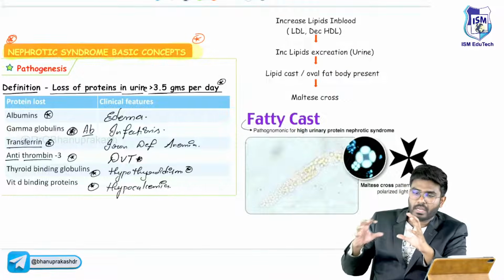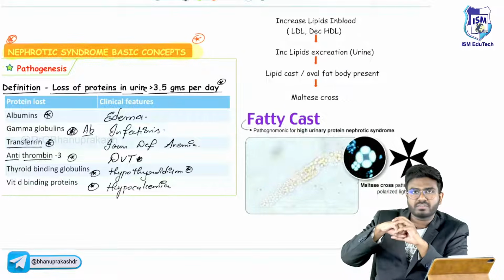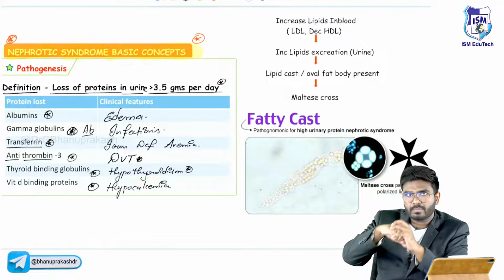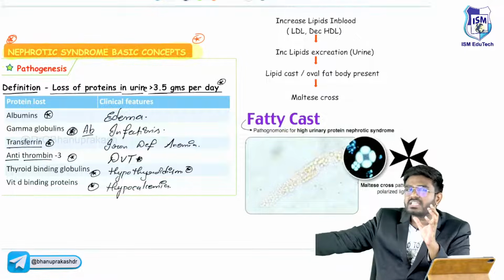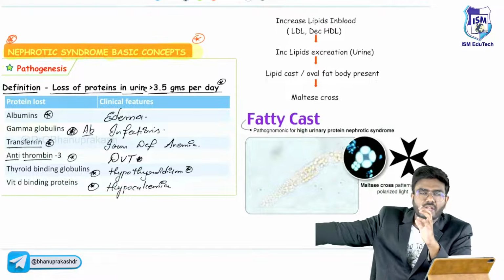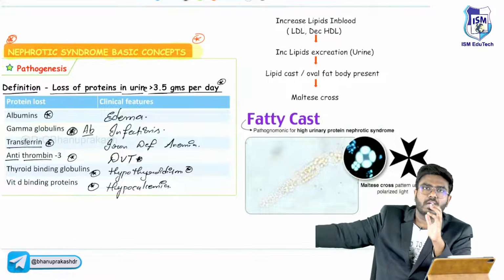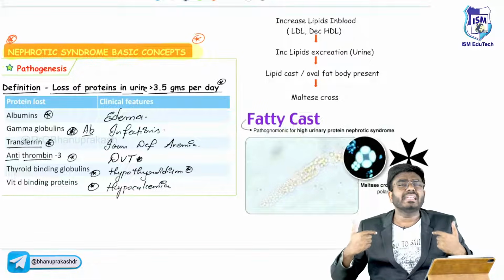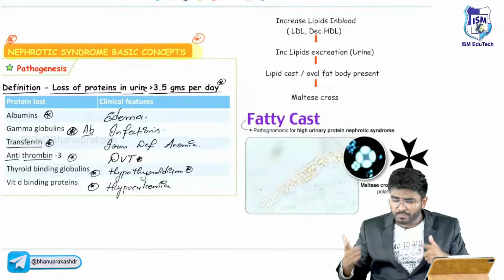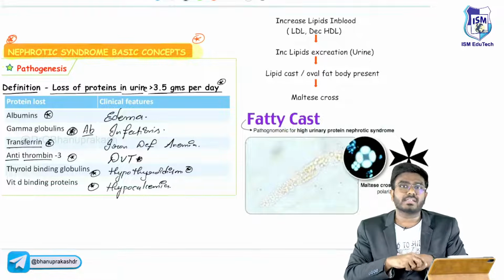Now, this vitamin D binding protein binds with vitamin D. So this vitamin D binding protein is lost in the urine, sir. Along with that, vitamin D will also be lost. When vitamin D is lost, vitamin D deficiency will happen in the body. That will lead to hypocalcemia and that can lead to rickets.